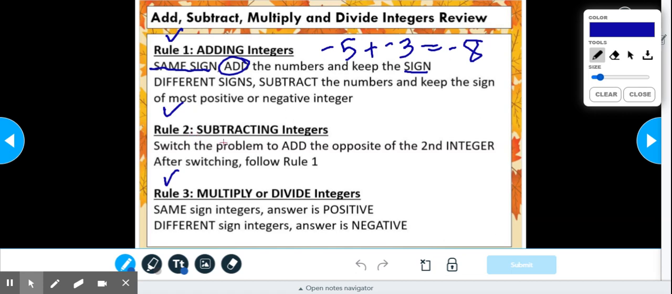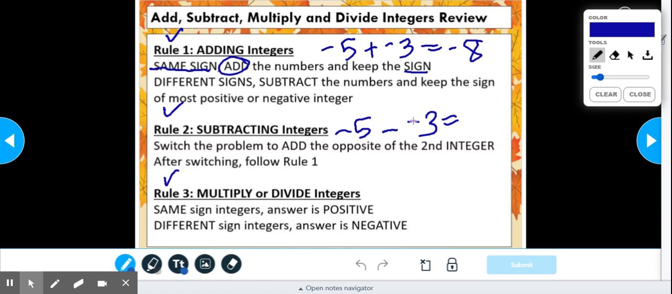So rule 2, subtracting integers. When subtracting integers, we're going to switch the problem to an addition problem, and we're going to add the opposite of the second integer. So what does that look like? For example, if we had -5 minus -3, we're going to switch this problem. So -5, take away 3 negatives.